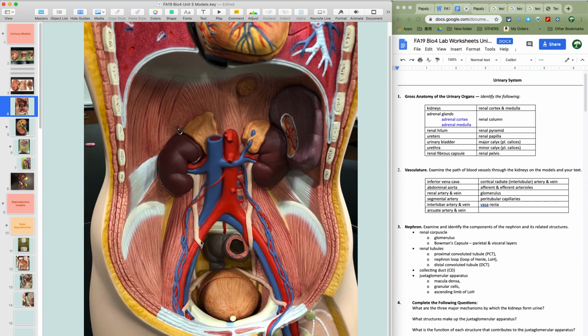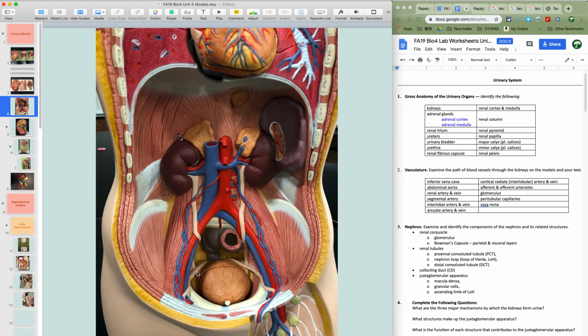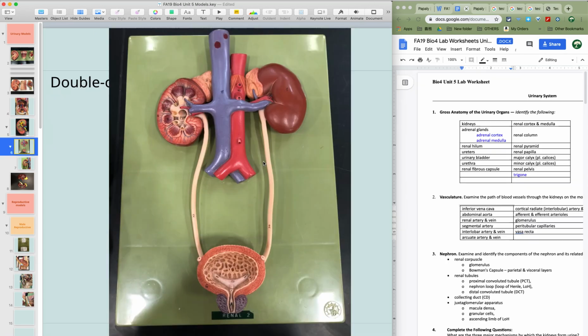Now, what else can we see here? This is the bladder. These are the ureters. Yeah, I think that's all we can see here.